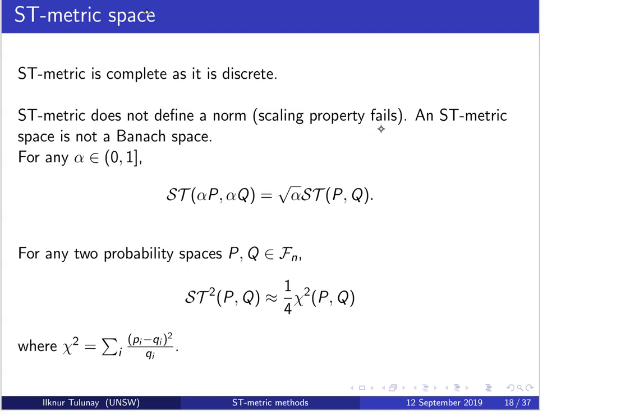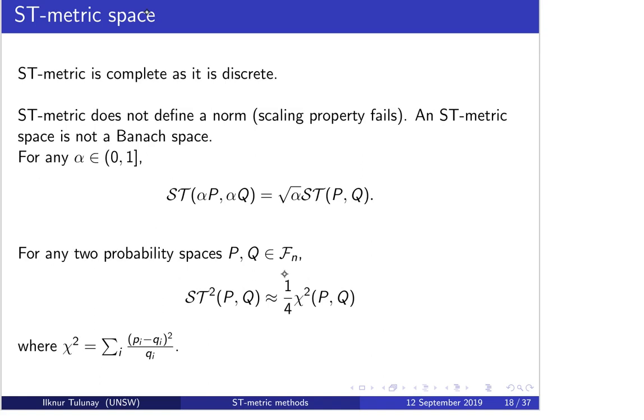The scaling property fails, as I showed here. If you have alpha in 0 and 1, it does not go up as an absolute value of alpha. It has to be a square root, but with respect to this inequality, we cannot define a norm. And of course, since we don't have a norm, the ST metric space is not a Banach space.